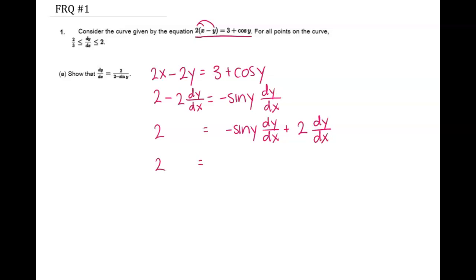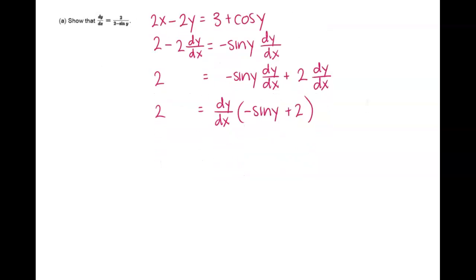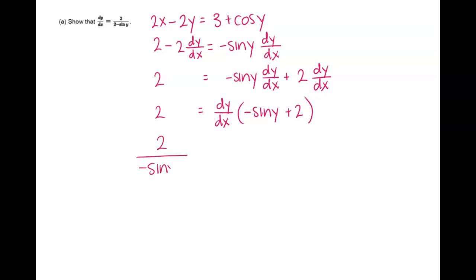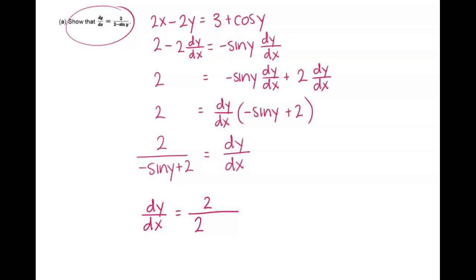2 equals, we take out the dy/dx, times negative sine y plus 2. And now to solve for dy/dx, we can divide by negative sine y plus 2. So 2 divided by negative sine y plus 2 equals dy/dx. To switch the order of the denominator to match our question up here, we end up with dy/dx equals 2 divided by 2 minus sine of y.